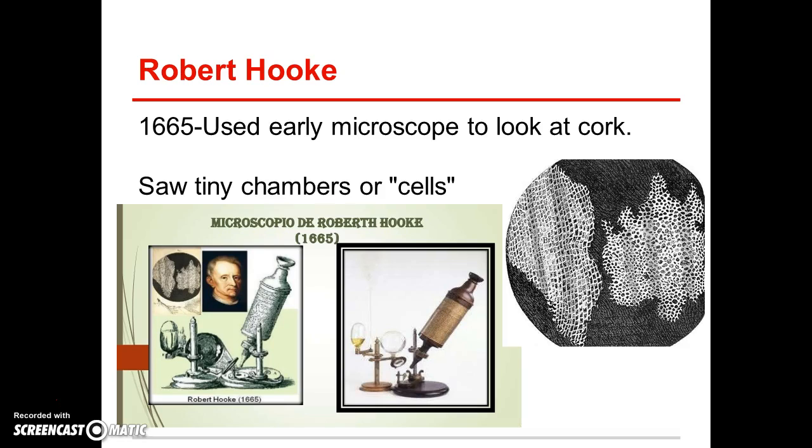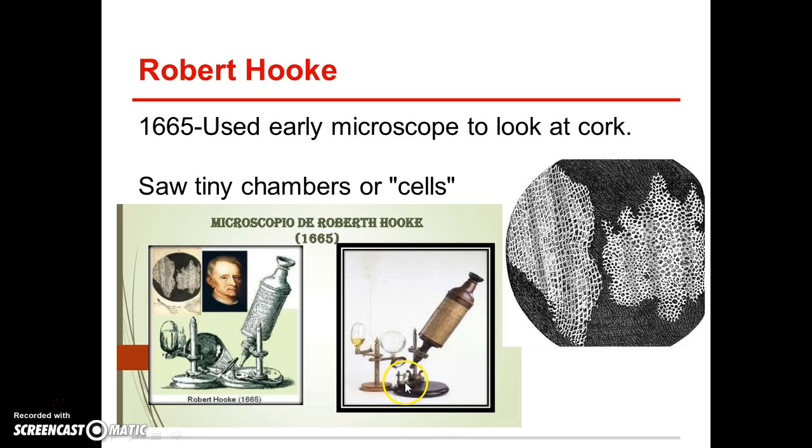Robert Hooke, 1665 is the setting, the year. And he was using a very, very, very archaic type of microscope, not what you're going to see in the lab. But he used this device right here. He sliced cork, super duper thin. Cork, by the way, is a plant.